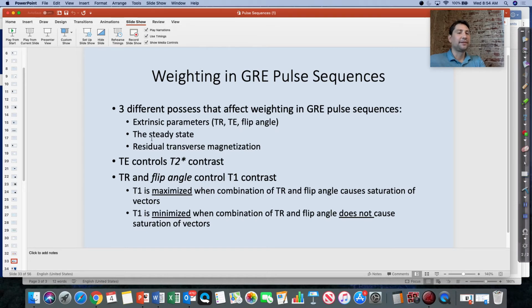The second process is the steady state. We'll talk about that. And the third one is residual transverse magnetization. So in the steady state, usually we have some longitudinal magnetization and we have some transverse magnetization. And we get residual transverse magnetization after repeated TRs. And what we do with that residual magnetization will determine the image weighting of our gradient echo pulse sequence.